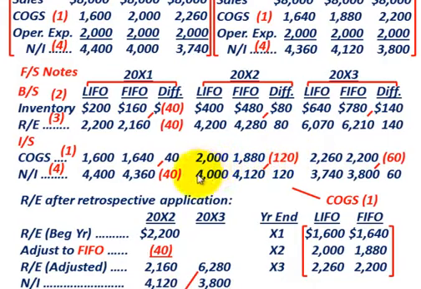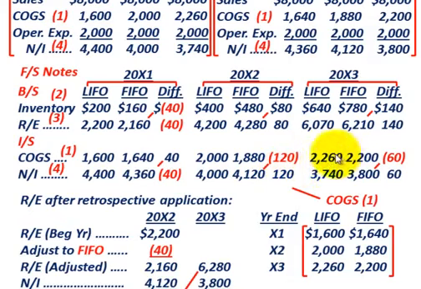So what is that going to do to our net income? Well, if we go back and look at our net income for the LIFO method for year X2, that was 4,000. Our cost of goods sold is reduced by 120,000, so that's going to increase our net income from 4,000 up to 4,120. So the change in net income is a positive increase of 120.